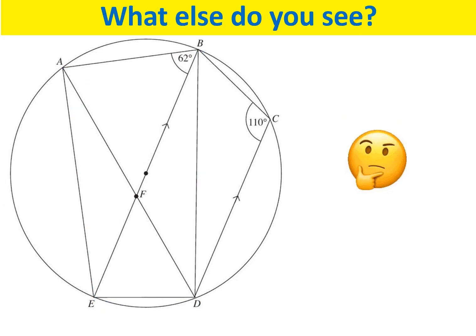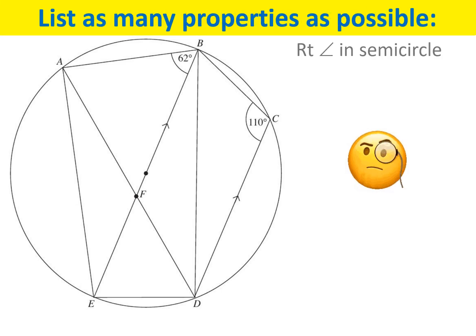So what else do you see from this diagram here beside the other two properties? Yeah, so again, we list out as many as we can. So over here we have right angle in semicircle. To identify right angle in semicircle, what is important is you must be able to see the diameter.